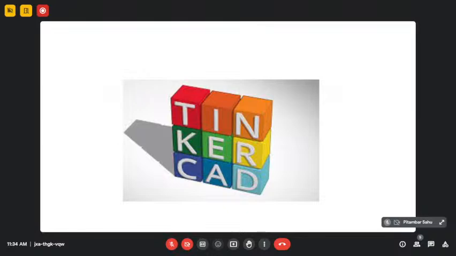Students who are interested in learning more about IoT devices, IoT networks, and IoT projects can use this simulation software, which is available online. It is open source, so you don't have to download it. In Tinkercad, you can come up with lots of IoT simulation projects, and lots of tutorials are also available on YouTube for Tinkercad. So you can make use of this.